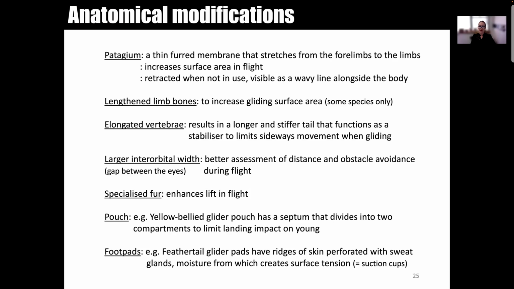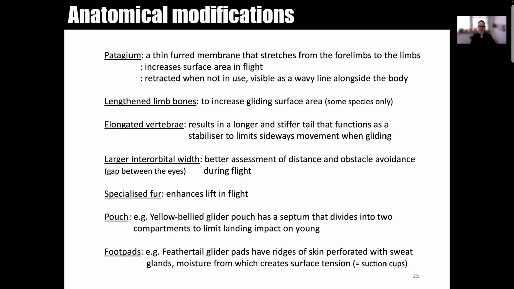They might have elongated vertebrae, which results in a longer and stiffer tail that functions as a stabiliser to limit sideways movement when gliding. They tend to have larger gaps between the eyes, which is believed to facilitate better assessment of distances and obstacle avoidance during flight. Some species will also have specialised fur, which enhances lift in flight.